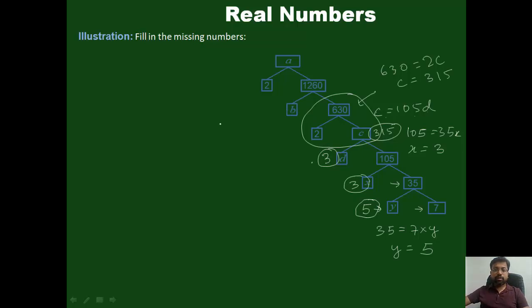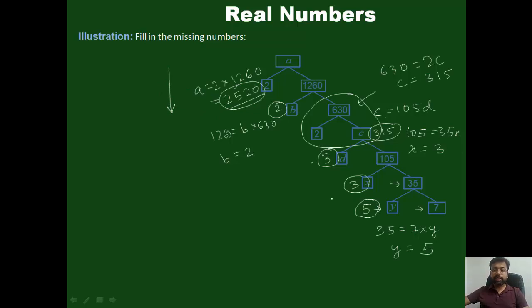Now we go to this step. You have 1260 is equal to b into 630. So b is equal to 2. So you have b is equal to 2. Again here you have a equal to 2 into 1260, which is 2520. So a is 2520. So this is how you fill the entire factor tree.